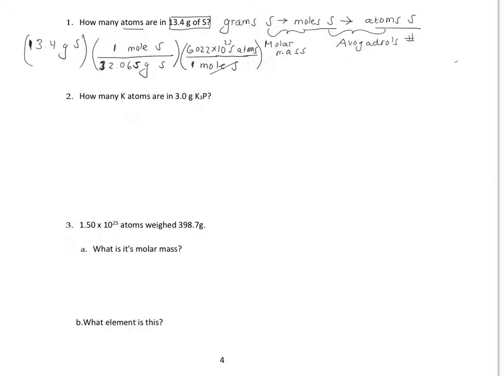So moles of sulfur cancels out, grams of sulfur cancels out, and this is going to be reported to 3 significant figures. Avogadro's number has 4 significant figures, and we have 3 sig figs that we're comparing to, so we're going to report it to 3 significant figures, and therefore our final answer is 2.51 times 10 to the 23rd sulfur atoms.